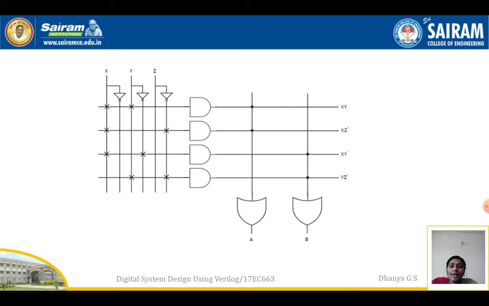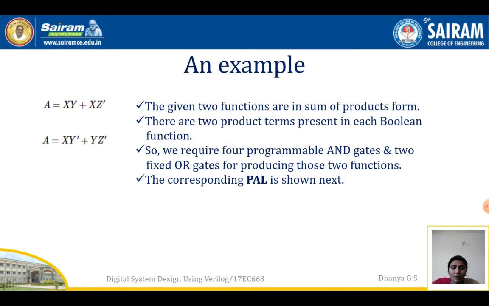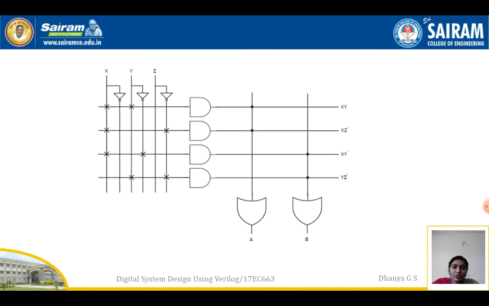I already told you that AND gates are programmable and OR gates are non-programmable, and I have also discussed that the inputs may be either a complemented one or a normal one, so depending on your requirement we can program it. Hence we got the outputs xy, xz dash, xy dash and yz dash, which are the required ones. So once you take A and B, we'll get those corresponding outputs.